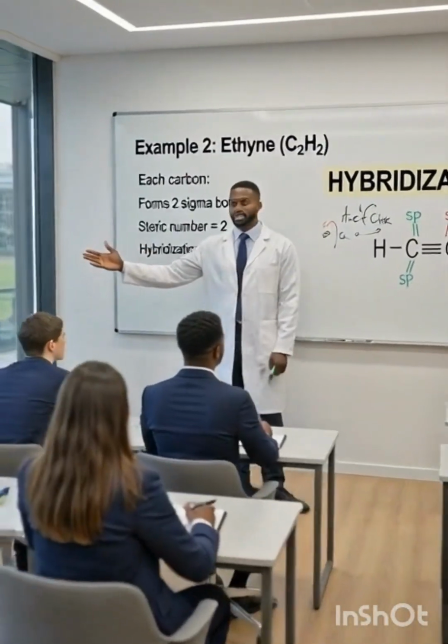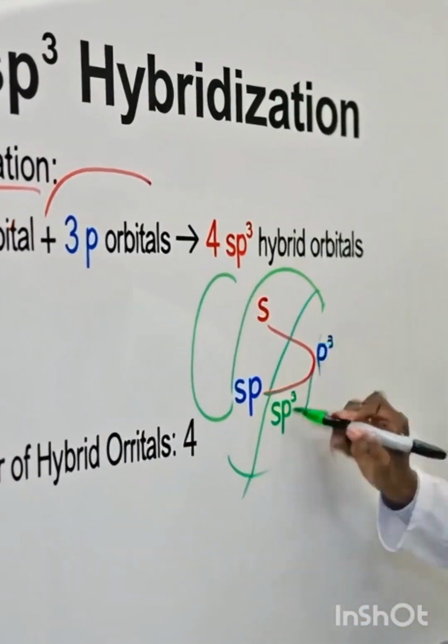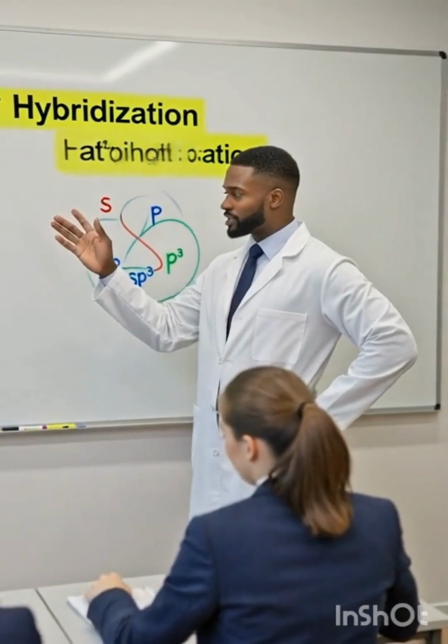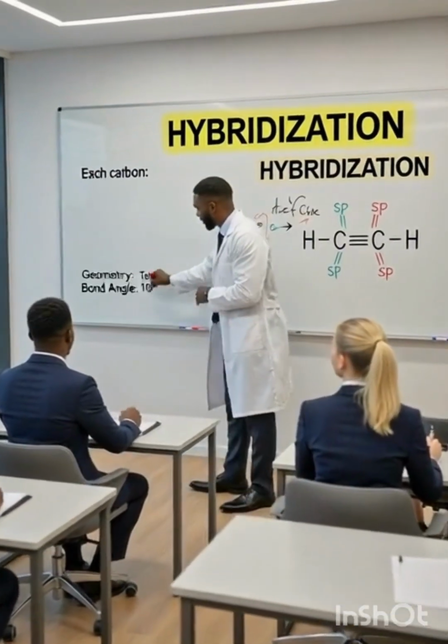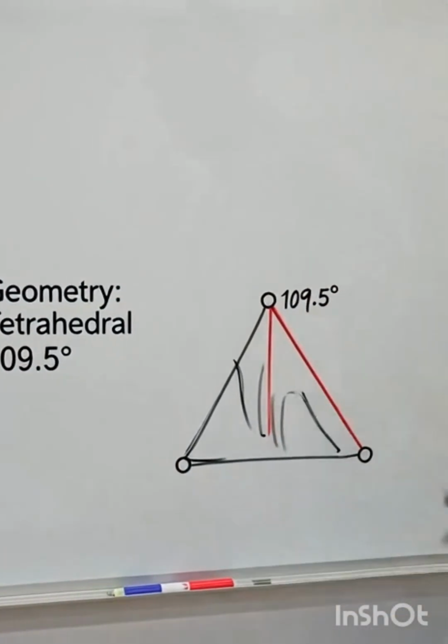Now, let's look at sp3 hybridization. One s and three p orbitals combine to form four sp3 hybrids. So, there are four equivalent hybrid orbitals. Now, consider methane, tetrahedral geometry, 109.5 degrees. This angle is key for stability.